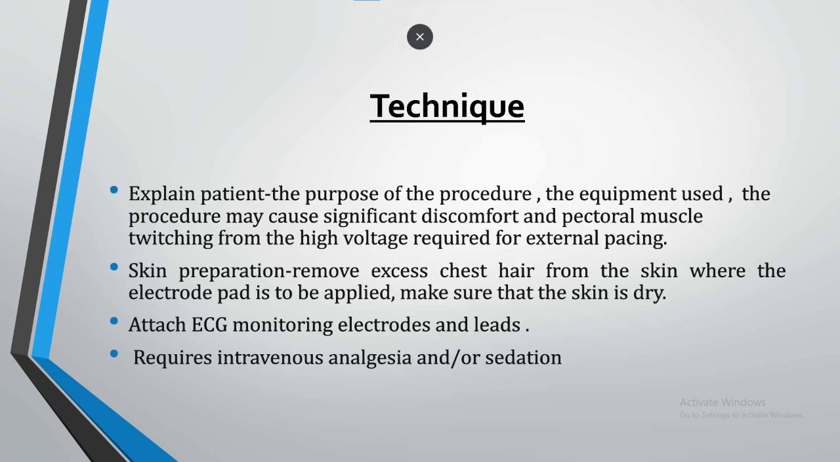Technique. Explain to the patient the purpose of the procedure and the equipment used. The procedure may cause significant discomfort and pectoral muscle twitching from the high voltage required for external pacing. Skin preparation. Remove excess chest hair from the skin where the electrode pad is to be applied. Make sure that the skin is dry. Attach ECG monitoring electrodes and leads. Requires intravenous analgesia and/or sedation.